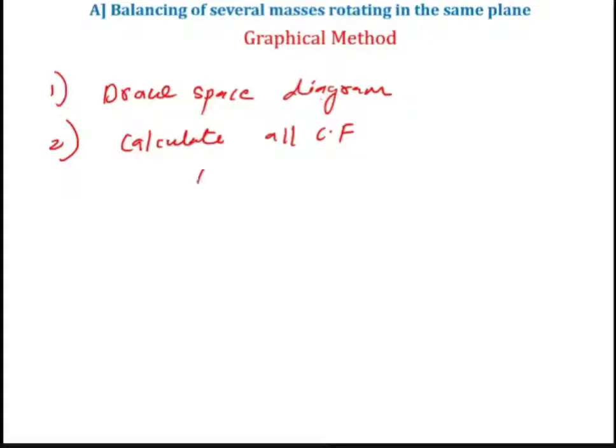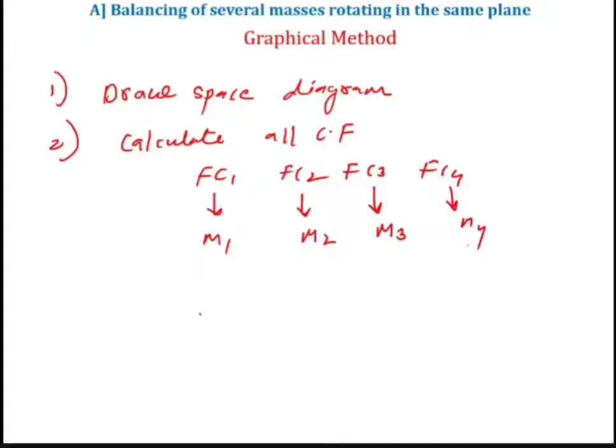That means you have to calculate Fc1, Fc2, Fc3 and Fc4, the centrifugal forces exerted by the respective individual masses. To make it simple, Fc1 is the centrifugal force of mass m1, Fc2 is the centrifugal force of mass m2, Fc3 of m3 and Fc4 of m4. How will you calculate this Fc? Fc is nothing but m r omega square. I hope you understand this.